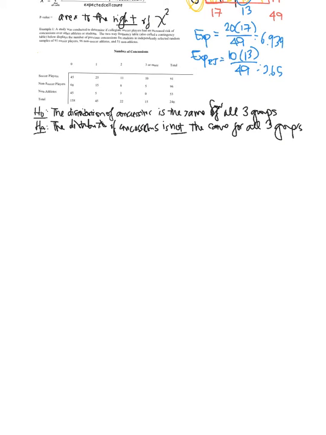Okay, so the next step is we're going to find our conditions. We want to check to see if it's a random sample. It does say, so random sample is given to us. Great, so we have random sample for our first condition.